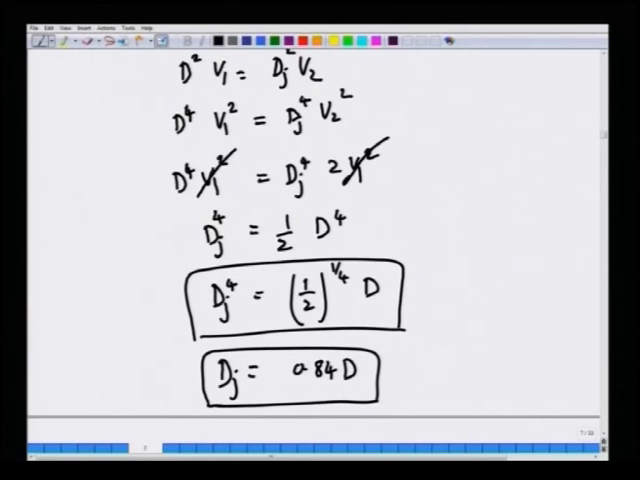Now, we will stop here, and in the next lecture we will use the integral momentum balance to solve the same problem, and we will see that the answers are not exactly the same. So, we will meet in the next lecture.